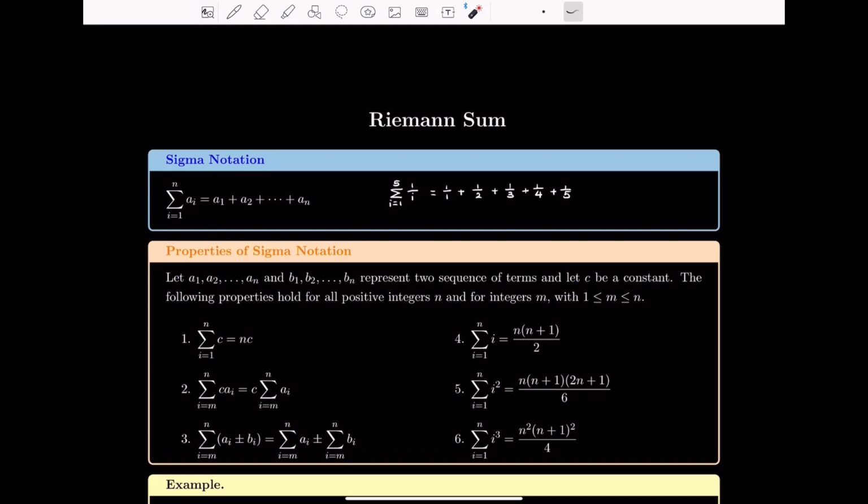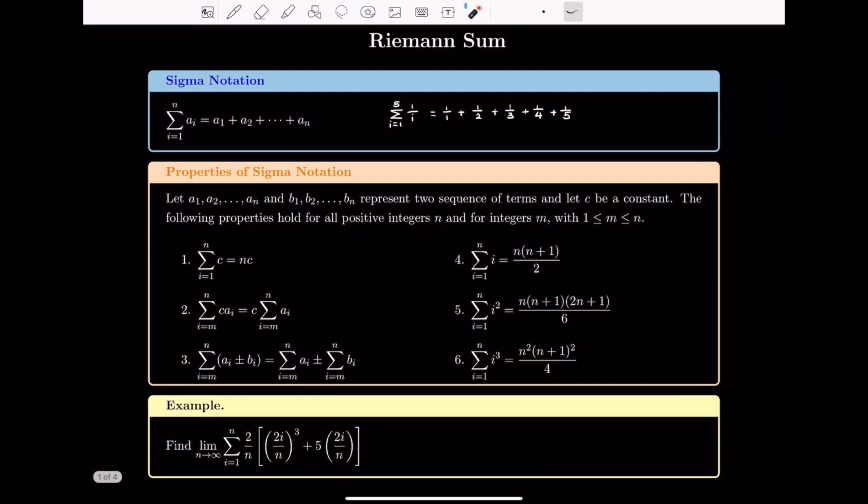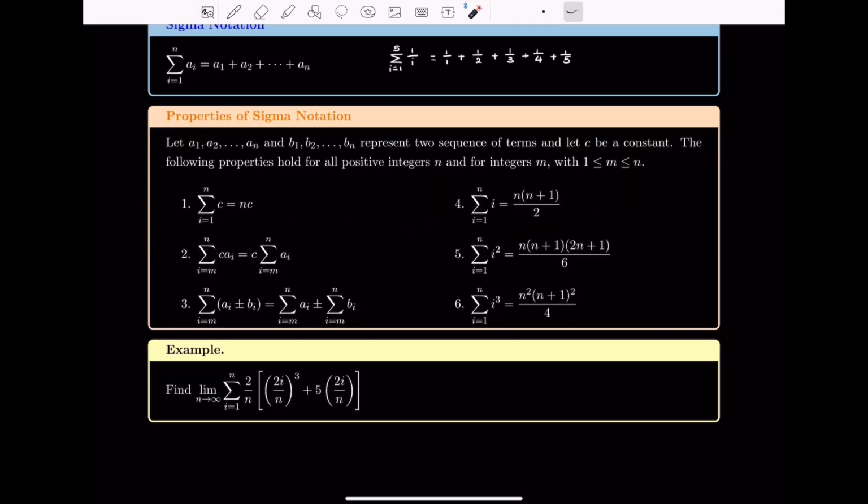We have some properties of sigma notation. Let a1, a2 all the way till an, and b1, b2 all the way till bn represent two sequences of terms, and let c be a constant. Then the following properties hold for all positive integers n and for integers m, where m is bigger than or equal to 1 and smaller than or equal to n. The first one is that if I have a constant here instead of ai, then this is the same as n times c.